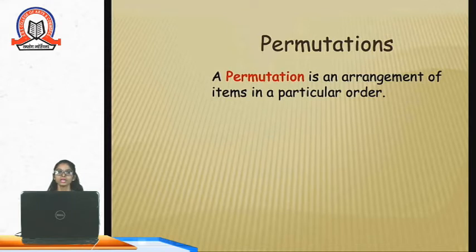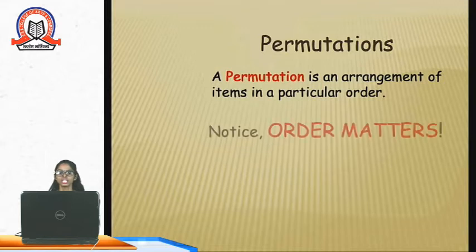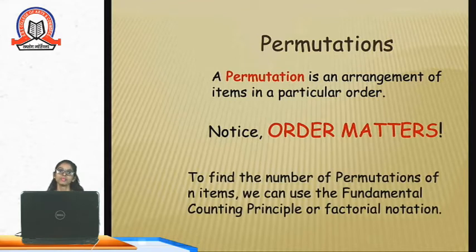Now see what a permutation is. Permutation means an arrangement of items in a particular order. In a particular order means the order is important. If the example says together, non-together, repeated or non-repeated, then follow that order. To find the number of permutations of n items, we can use either the fundamental counting principle method or the factorial notation method. Using these two methods, we find the permutation.